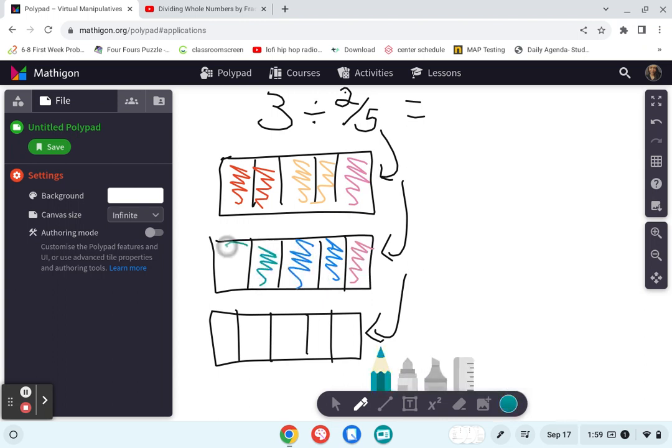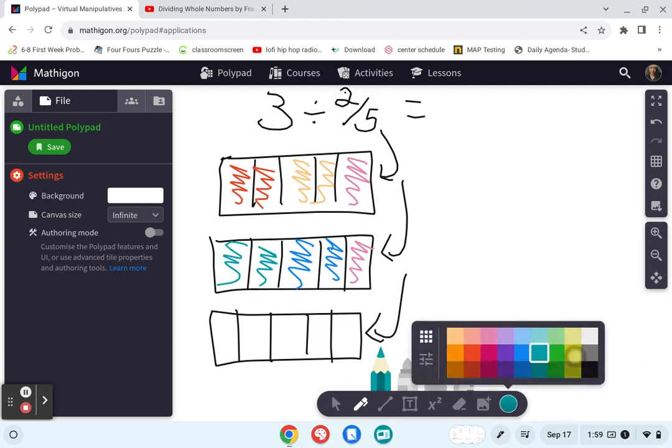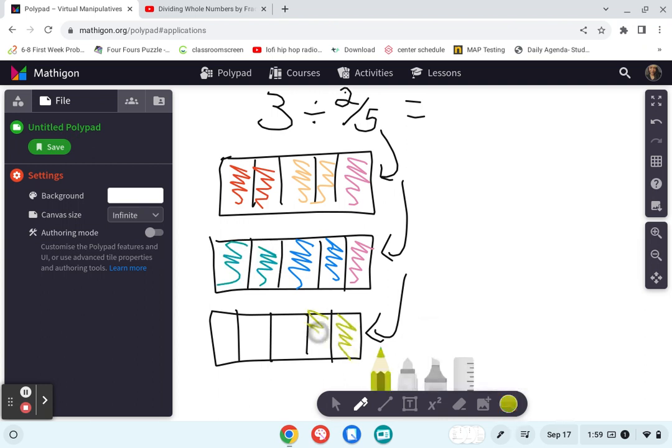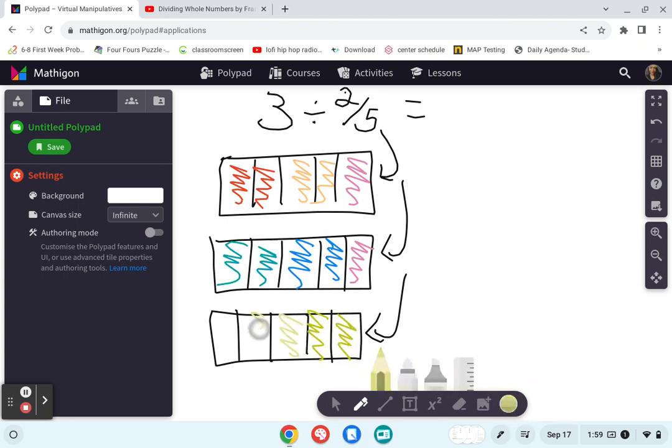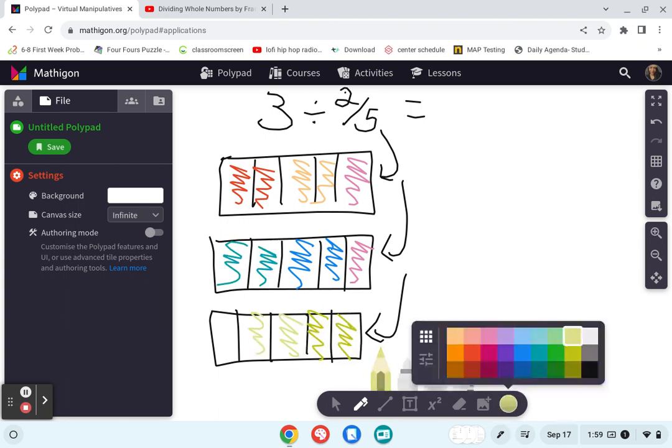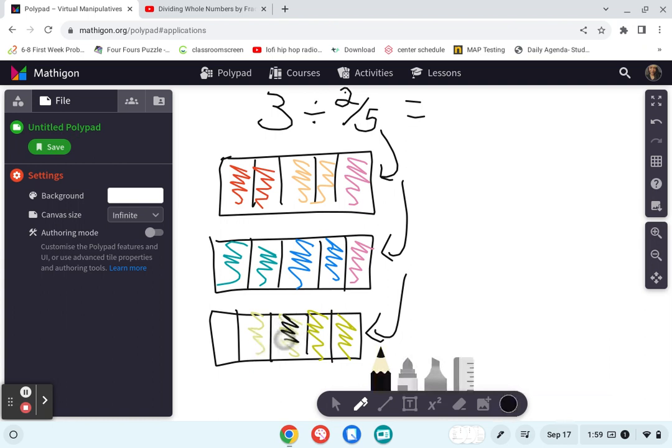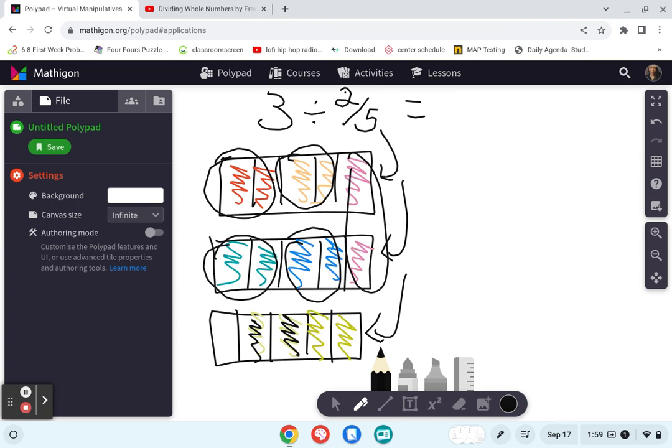Here's another 2/5. I'm trying to get some colors that aren't so close because I don't want to get confused later. That's going to confuse me. Let me do something different here. I'll make that black. All right. So now how many 2/5 was I able to find? I have 1, 2, 3, 4, 5, 6, 7. So I was able to find 7 groups of 2/5.